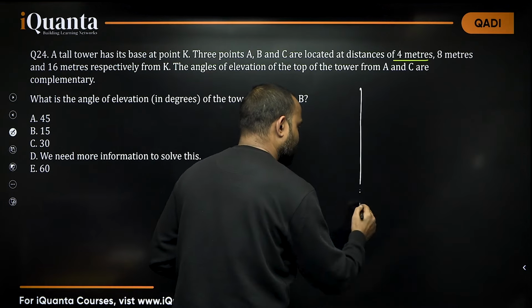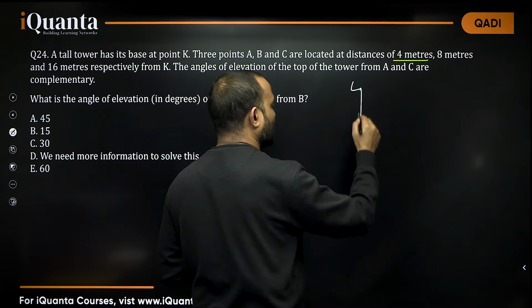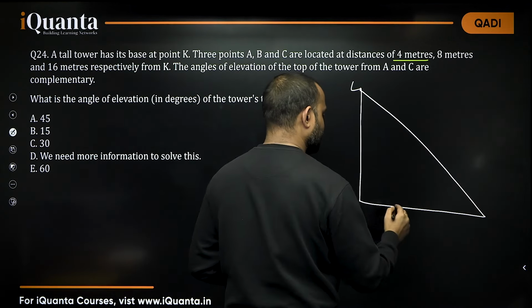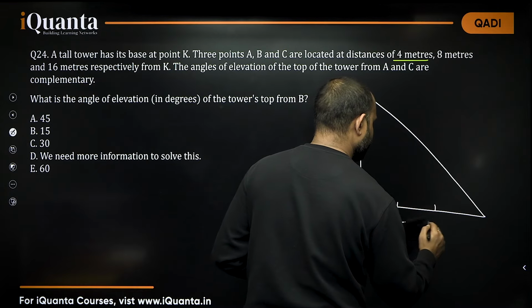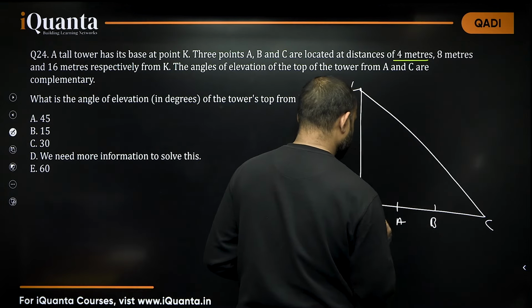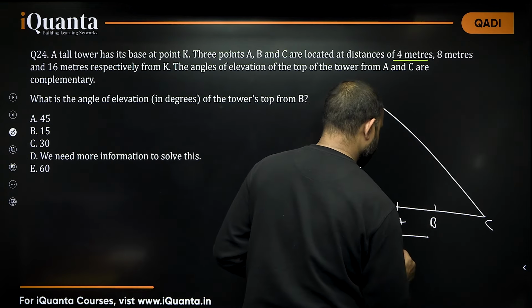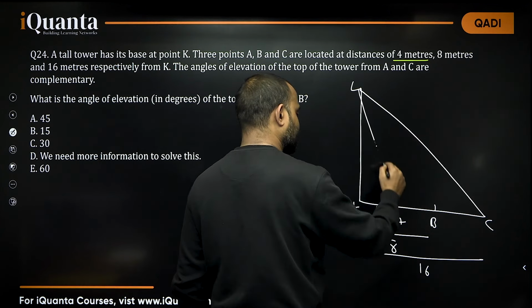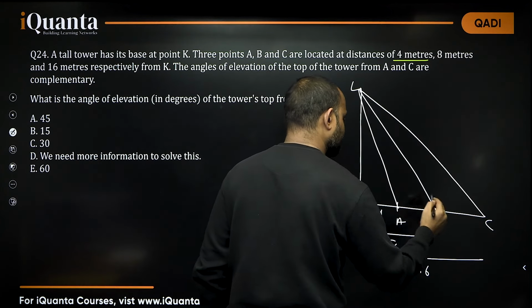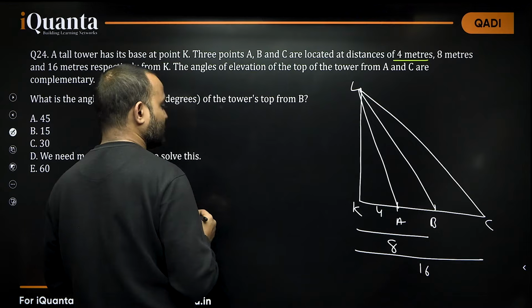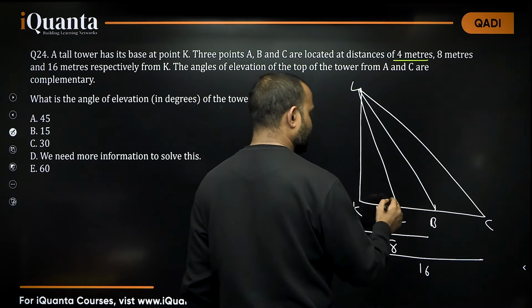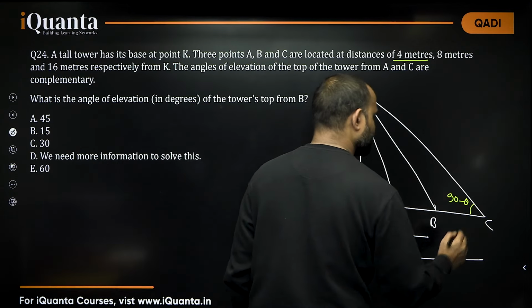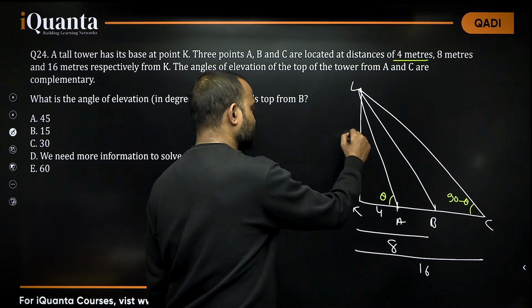So this is the tower, the base is K, the top is L, and then let's join this. There are 3 points A, B and C. KA is 4, KB is 8 and KC is 16. Now if I join KA and KB as well, what do we know? That the angles of elevation from A and C are complementary. If this angle is theta, this angle will be 90 degrees minus theta. Let's say the height of this tower is h.